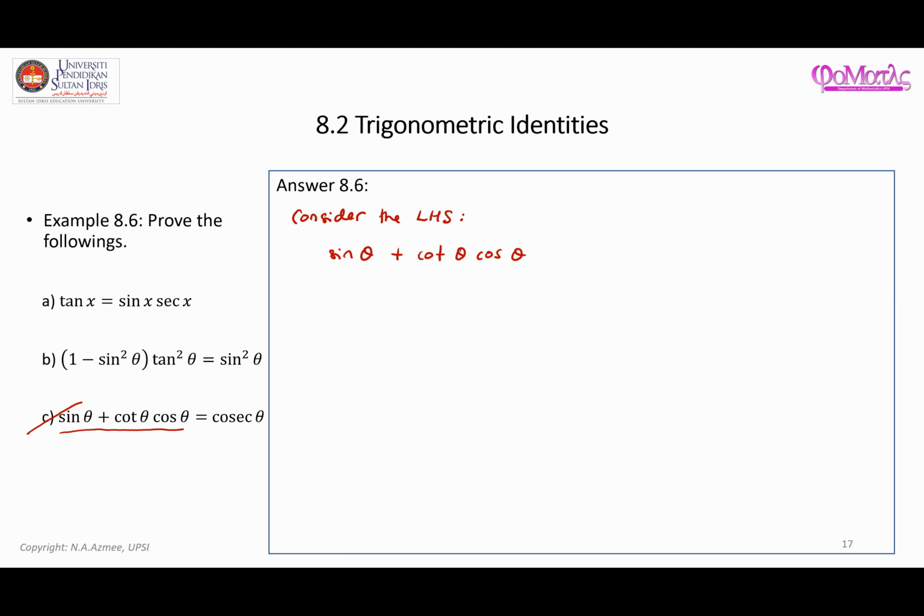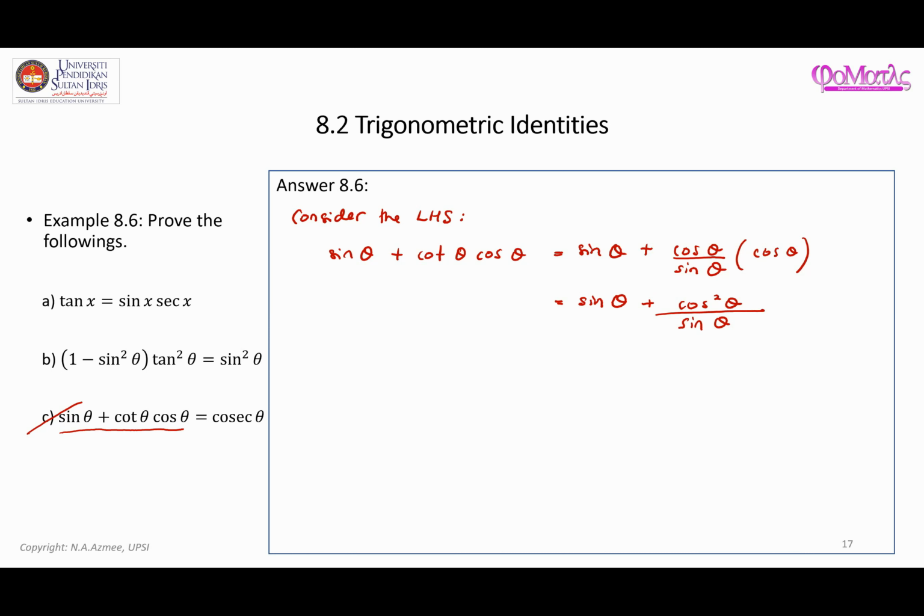This is what you have, and this can be simplified as sine theta is already in its simple form. Now cotangent theta is 1 over tangent, or it will be cos theta over sine theta. Okay, so that is the definition for cotangent theta, times cos theta. So here we have cos theta. Next, we're just going to multiply this term over here. So cos theta and cos theta will be cos squared theta over sine theta.